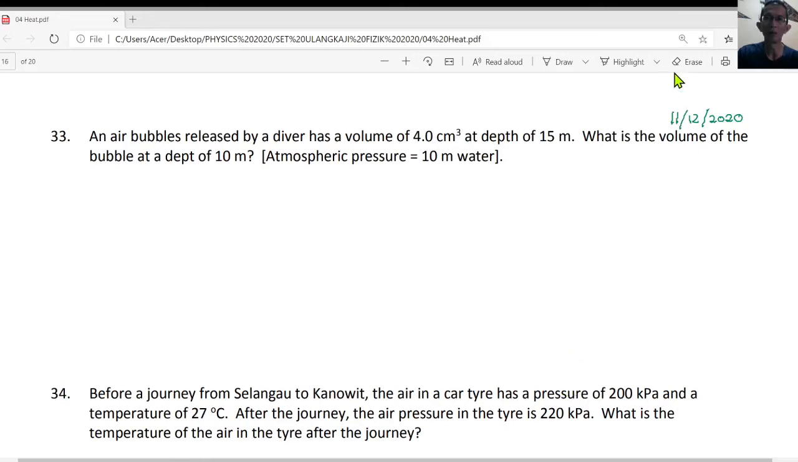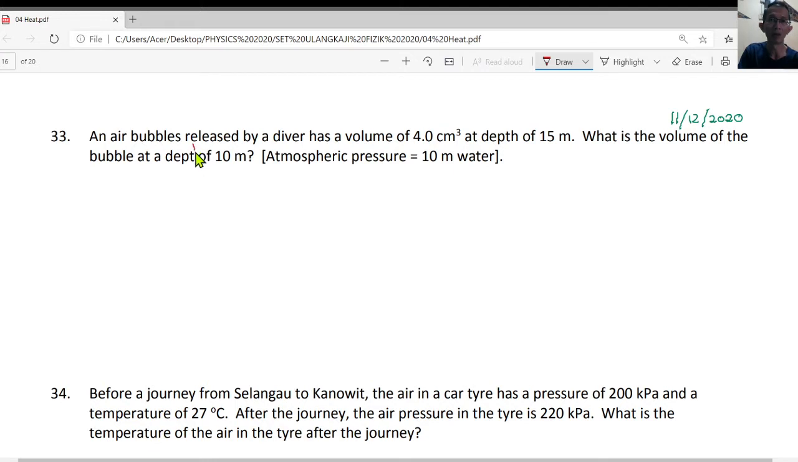Hello, we continue our discussions on this chapter 4 on heat. Okay, question number 33. In this question we have an air bubble released by a diver. The volume is given as 4 cubic centimeter, the depth is 15 meter, and we are to find what is the volume of the bubble at a depth of 10 meter.